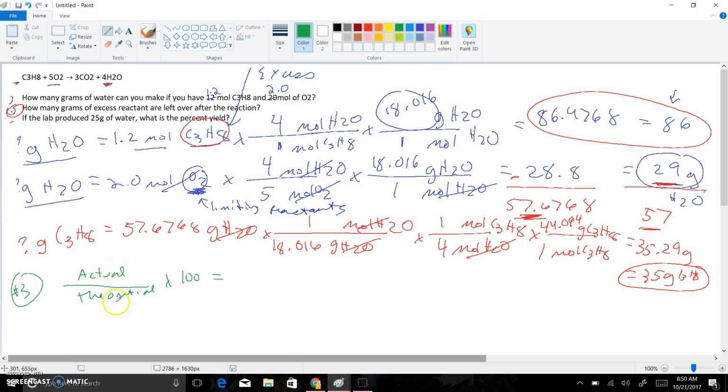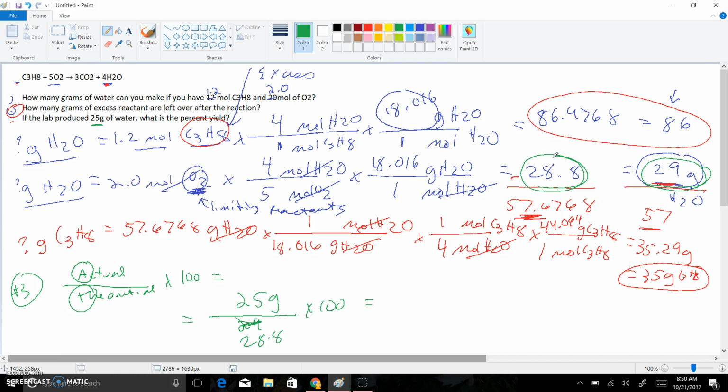I remember that actual goes over theoretical because A comes first in the alphabet and T comes second, so A over T. So looking at what I actually got, it told me in here I actually got 25 grams of water. And I need to look at how much I should theoretically have made. I should have made that 29 grams of water. So 25 divided by 29 times 100, or technically I should probably use not 29 here, but your 28.8 to be more appropriate with the sig figs.